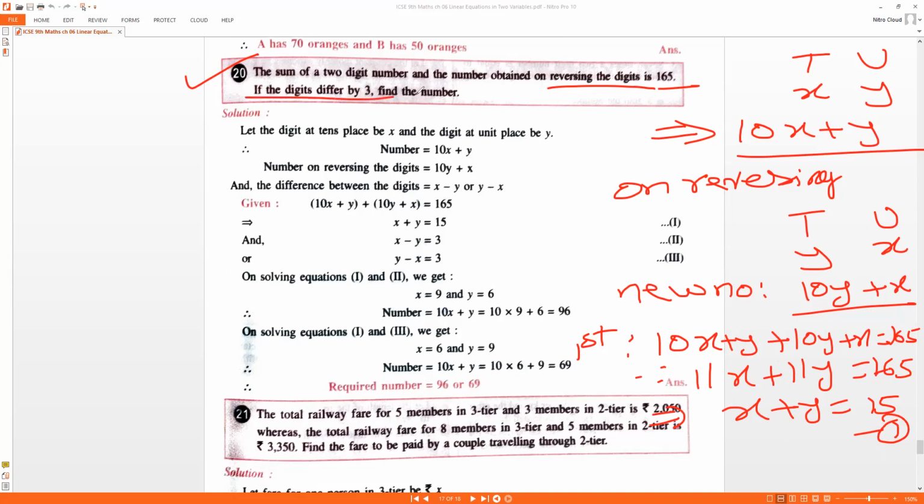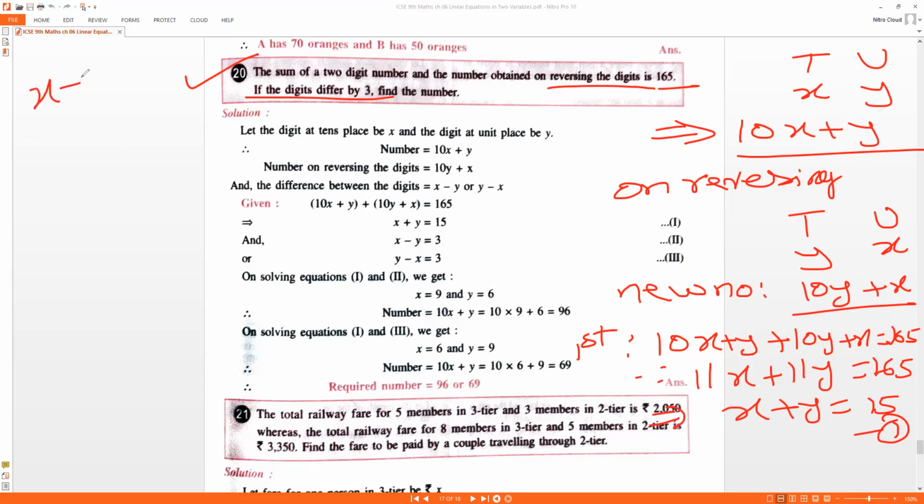If the digits differ by 3, now the question arises. Differ means minus. Sir, which number is greater, should we take x minus y or y minus x? What do you think? What is correct? x minus y is correct or y minus x is correct? Sir, we can take both, but if we take y minus x, the number will be swapped. Correct. Absolutely. Here, there is no restriction like that.